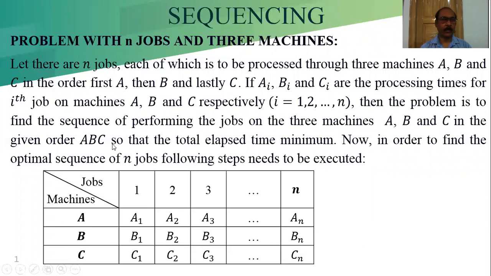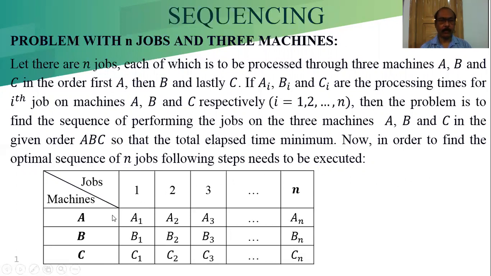Then the problem is to find the sequence of performing the jobs on the three machines A, B, and C in the given order ABC, so that the total elapsed time will be minimum. That means we have to arrange the jobs in such a way to process through the three machines ABC that our elapsed time will be minimum, and at the same time idle time to be minimum. Now, in order to find the optimal sequence of the n jobs, the following steps are to be executed.